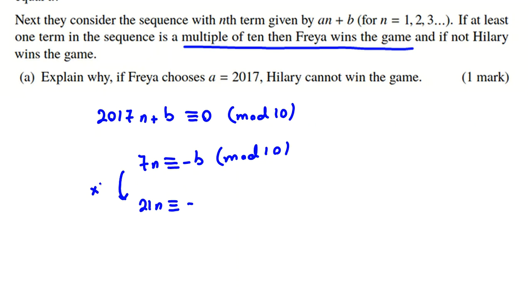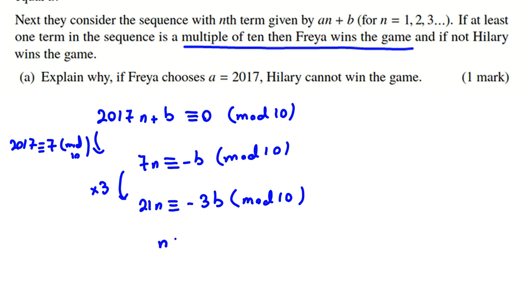Here I write it times 3. Why? Because 2017 is 7 mod 10. Here it's negative 3b, because we multiply both sides by 3. 21 is 1 mod 10. So n is congruent to what? Negative 3b. So 21 is 1 mod 10. I don't write mod 10, all of them are mod 10.